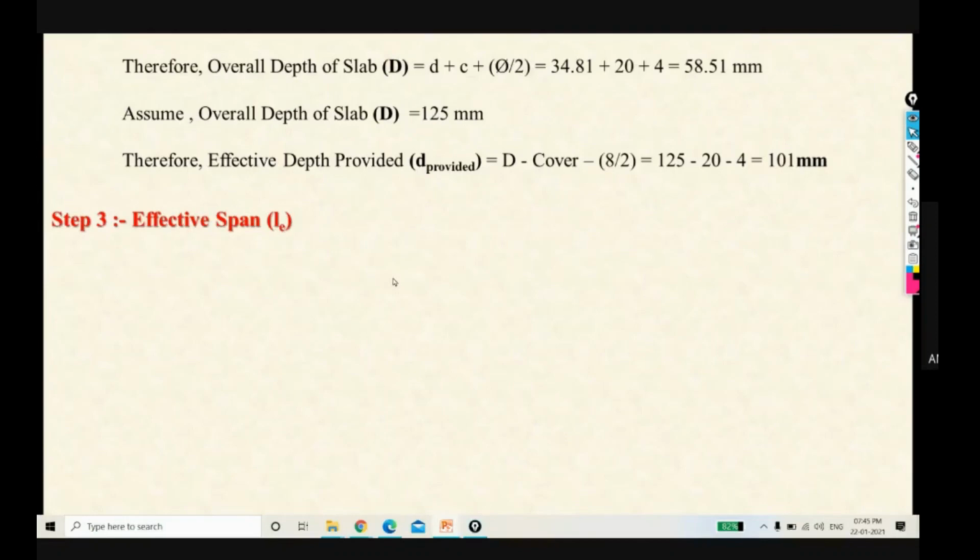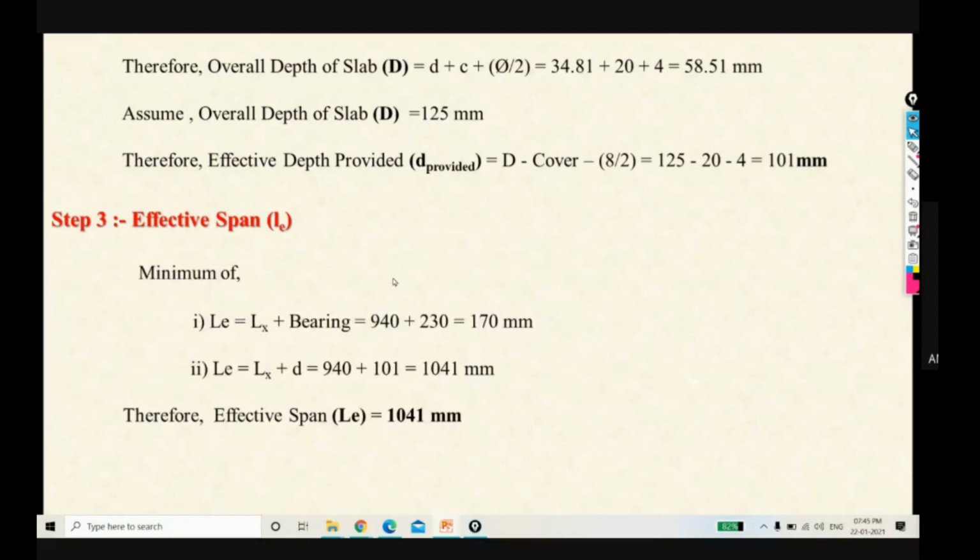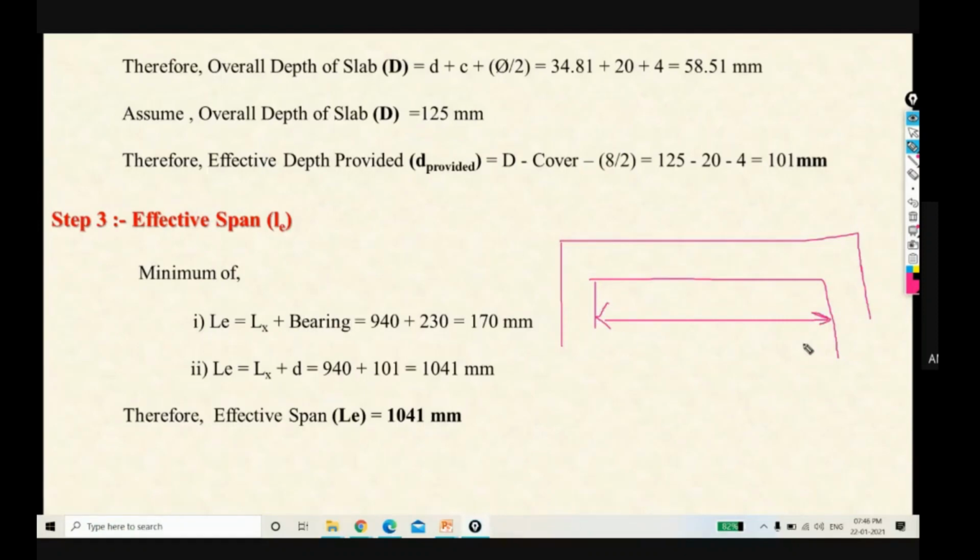Now once you calculate the depth, then go to the calculation of effective span. Whatever span we have calculated, that is Lx and Ly, those spans are the clear span. So if you see, let's say suppose this is our slab. The internal distance between two columns, that span is the clear span. And effective span means the center to center distance of support. This is our effective span.